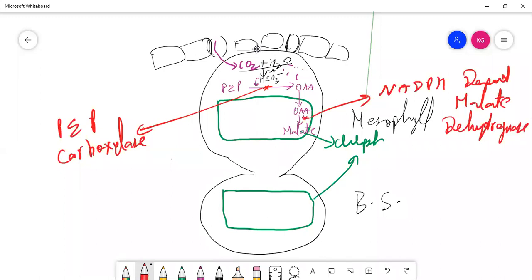This is NADPH dependent malate dehydrogenase. That means in this reaction, remember, one molecule of NADPH is converted to NADP positive. And finally we get malate.